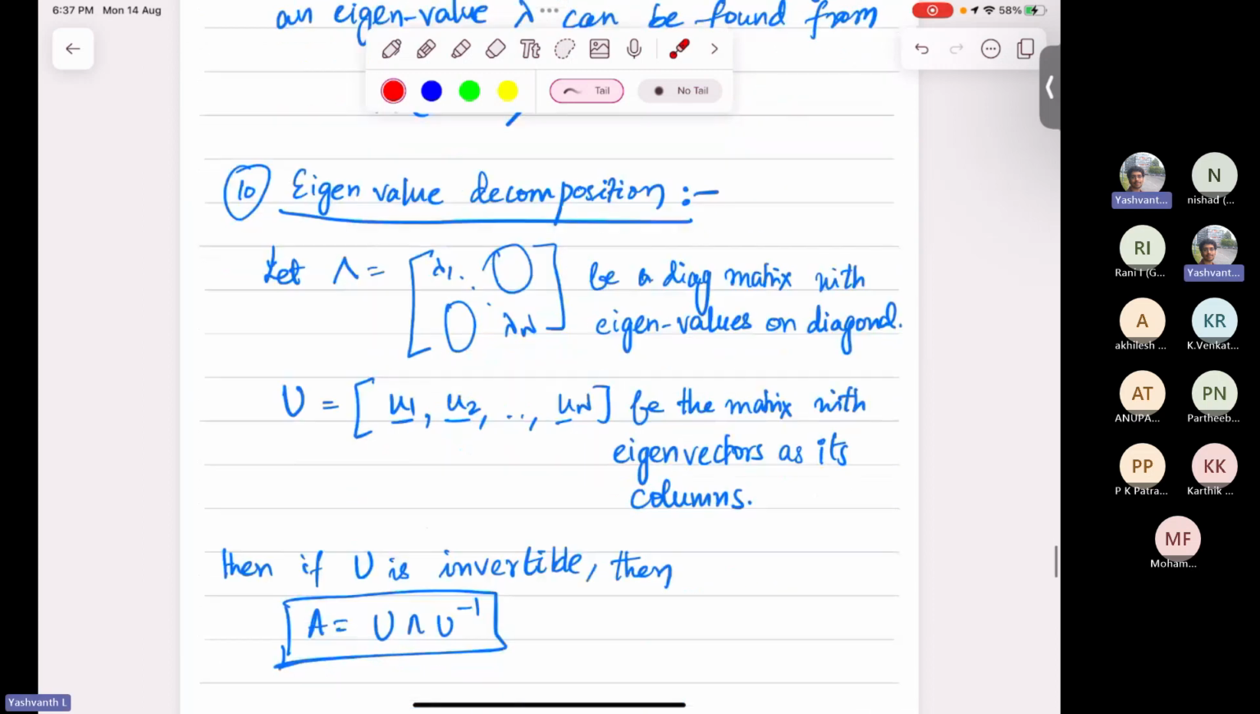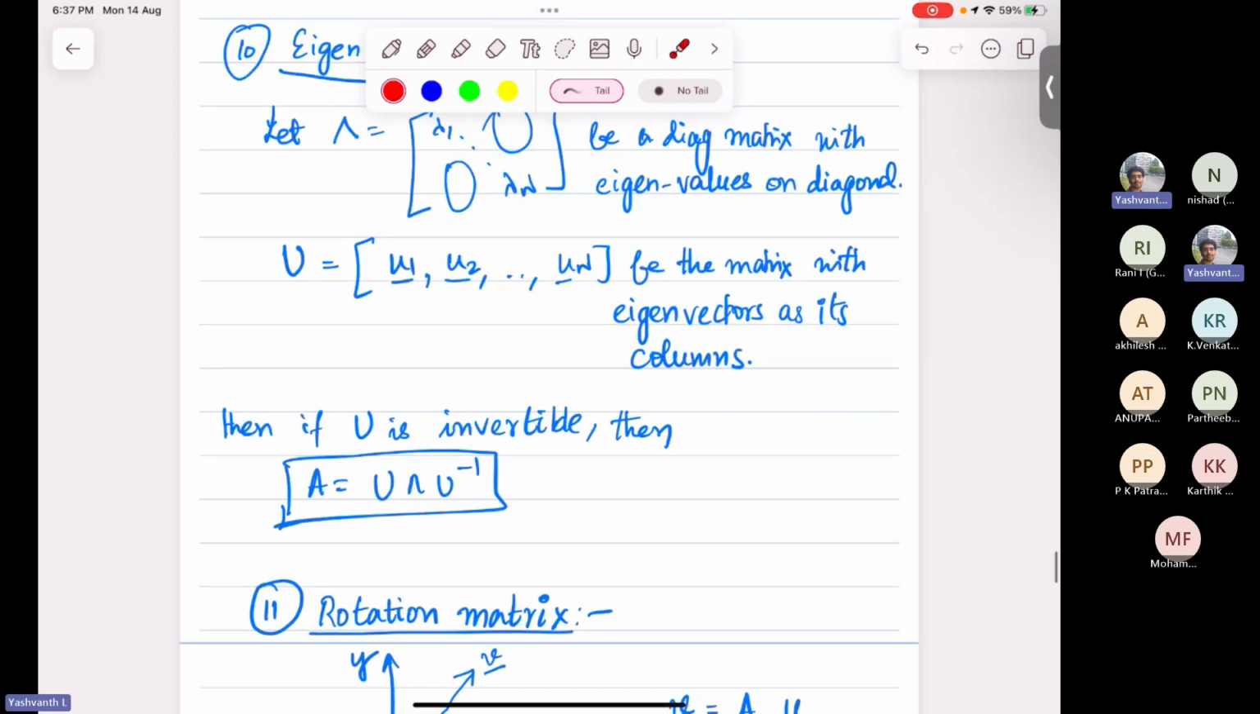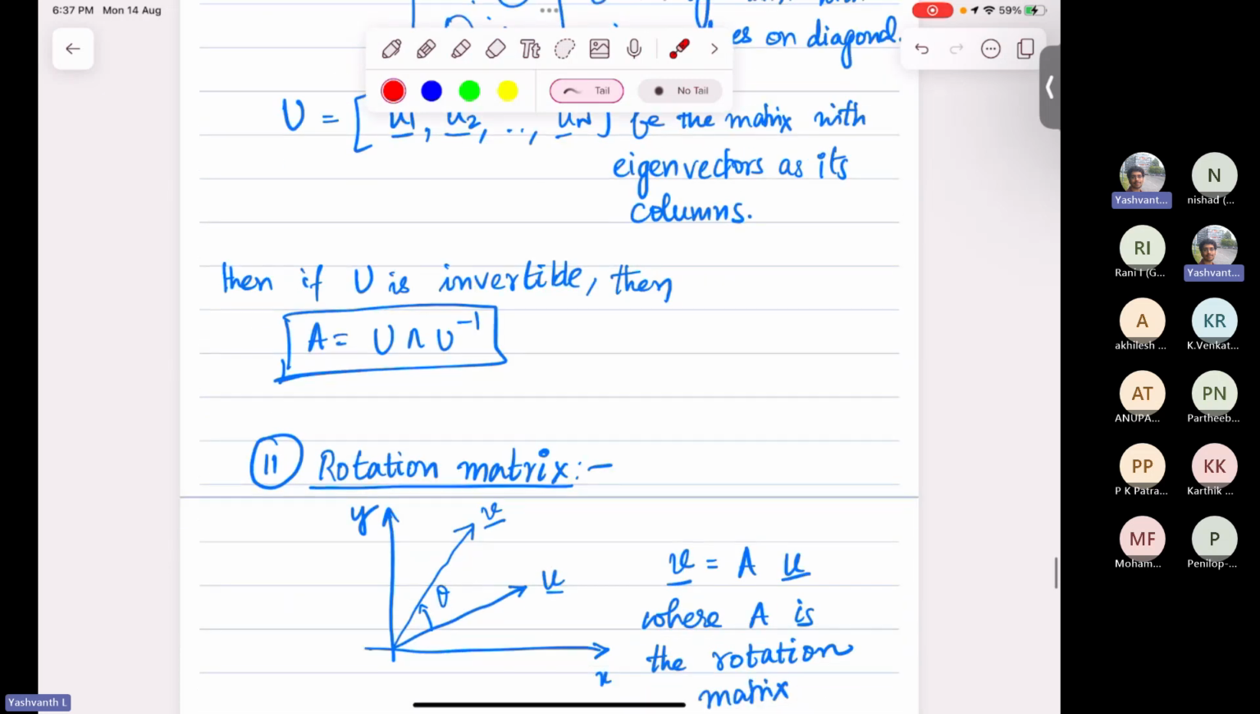Now, eigenvalue decomposition is such that you take all the eigenvalues in a diagonal matrix, and stack all the eigenvectors as the different columns of the matrix U. Then you can show that, under the premise that this matrix U is invertible, A is equal to U lambda U inverse. This is very important. We will come back to it in later classes. This is also used to do something called similarity transforms.